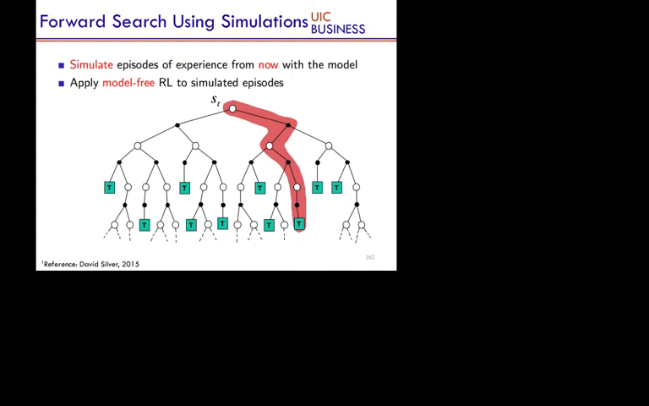Using such simulated episodes, I can figure out what is the quality of taking an action at my current position. And for that I can apply Q-learning or methods which do not capture the model of the environment explicitly. I can use that. So any questions about using simulations for forward search?